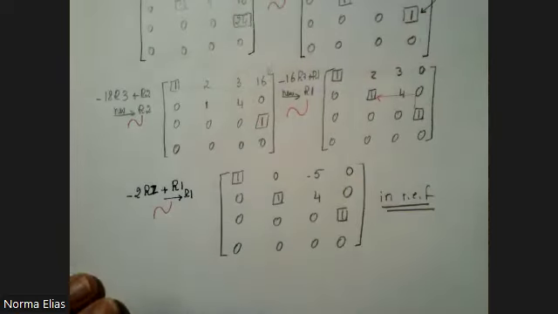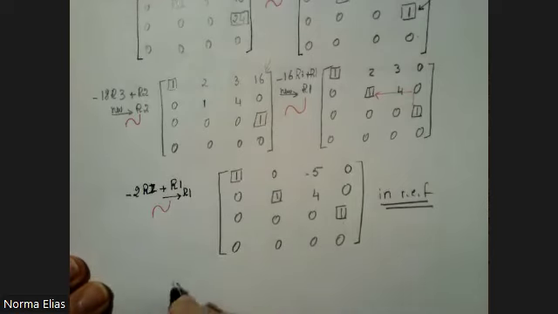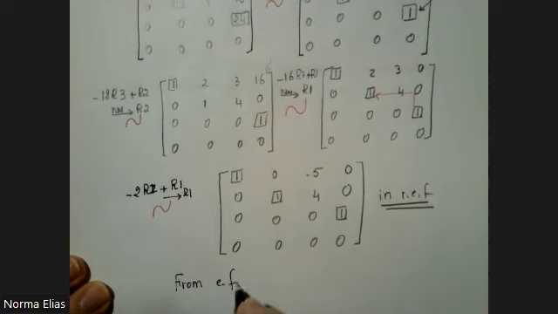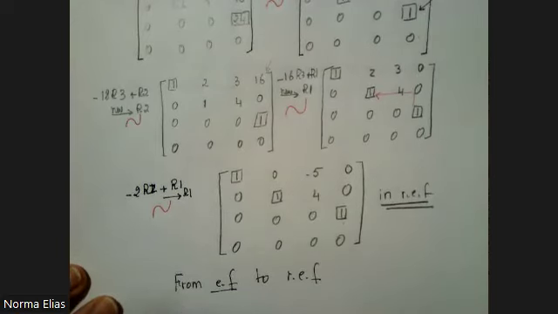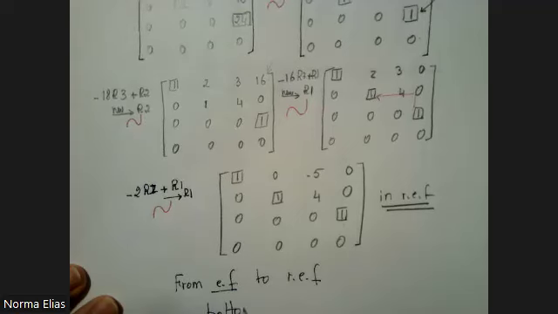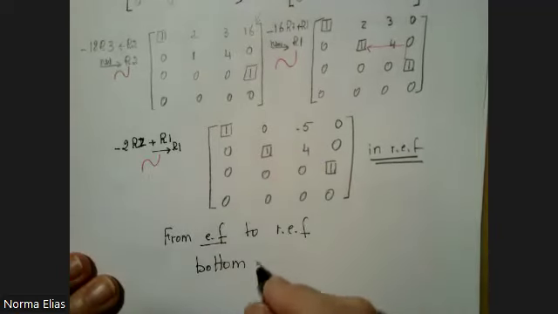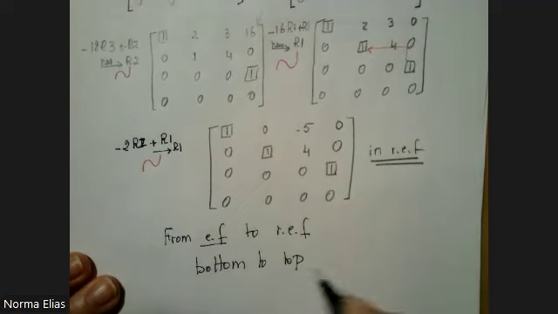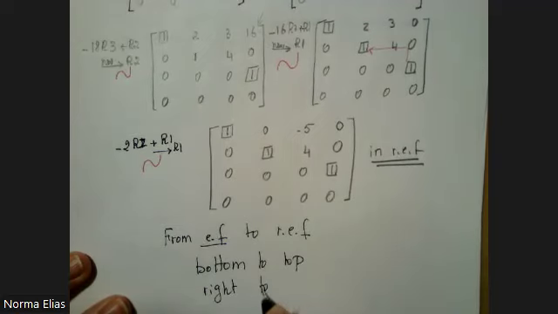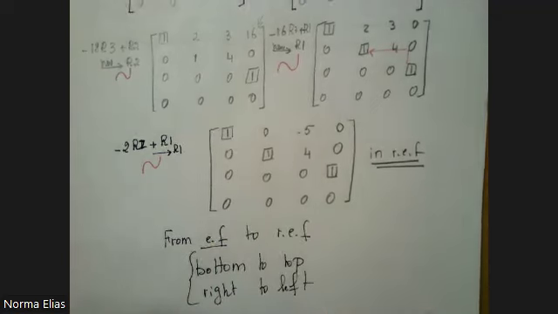So from echelon form to reduced echelon form, you go bottom to top, but right to left. So this is the algorithm to go from there.